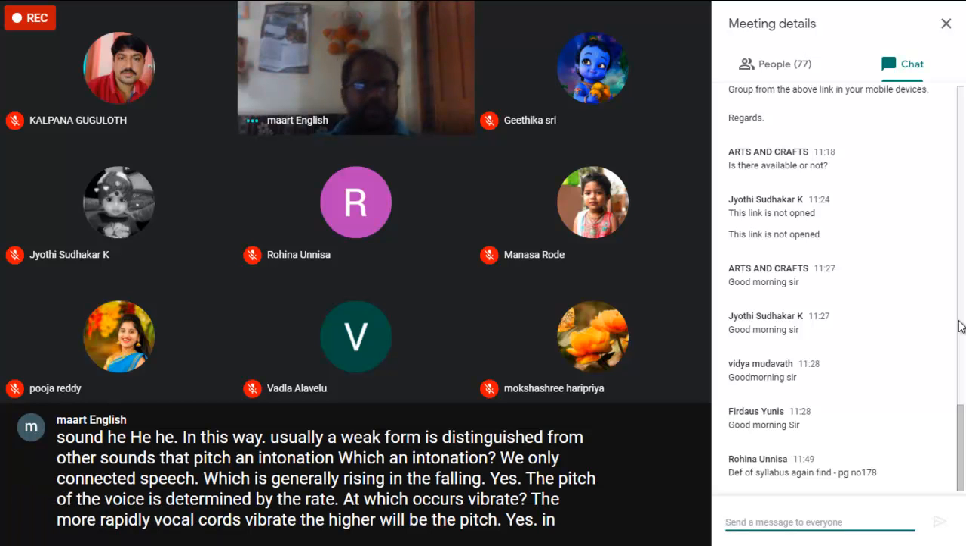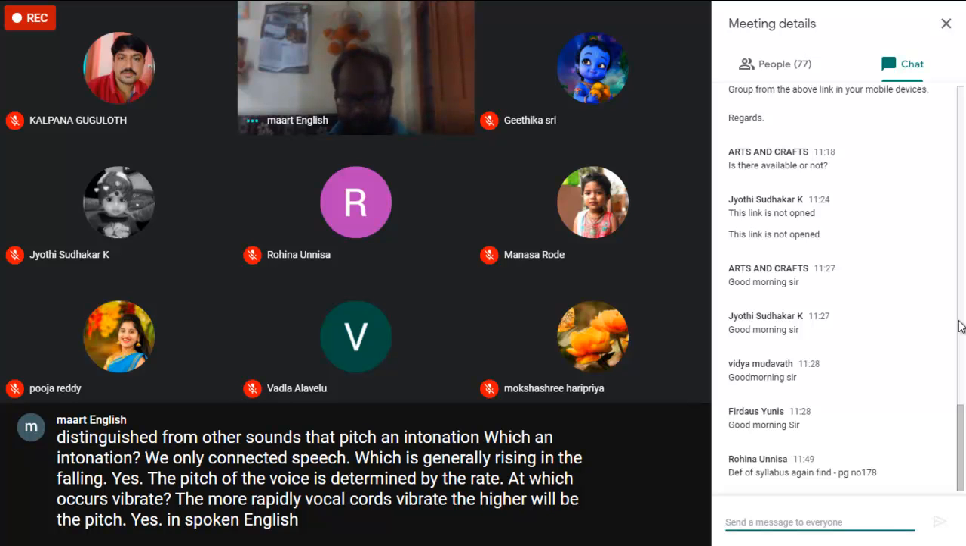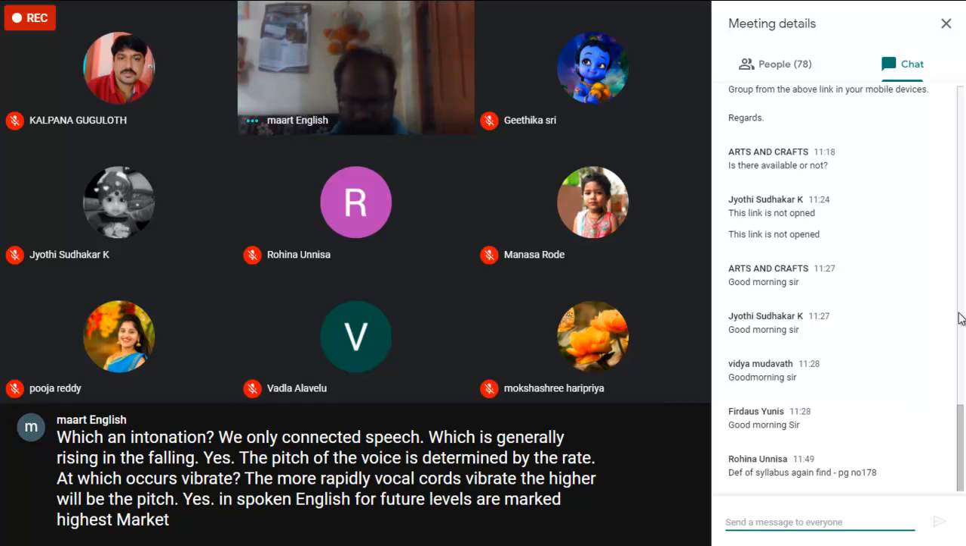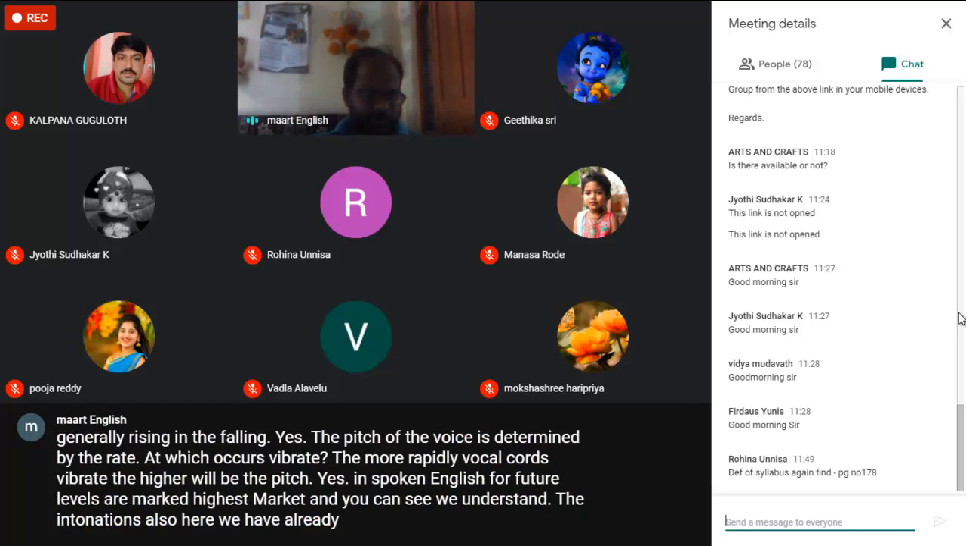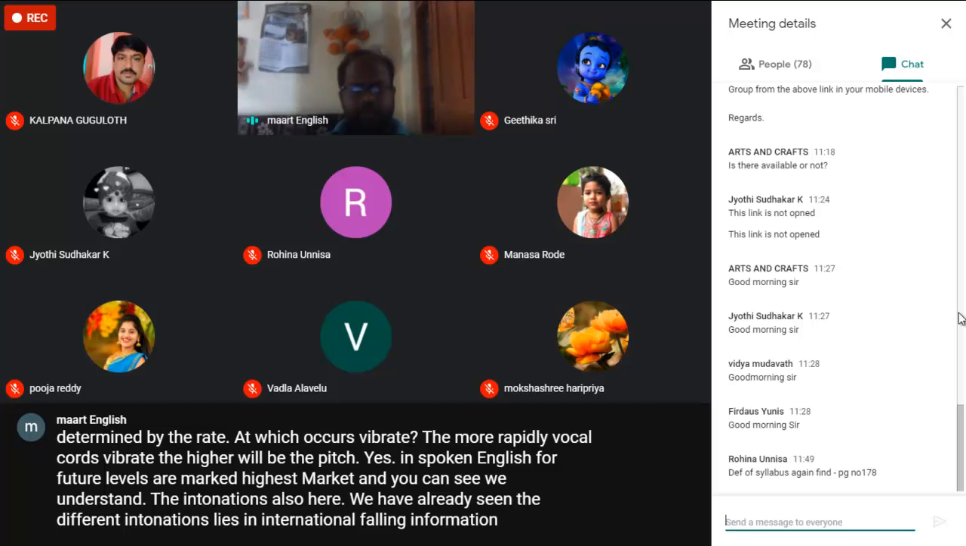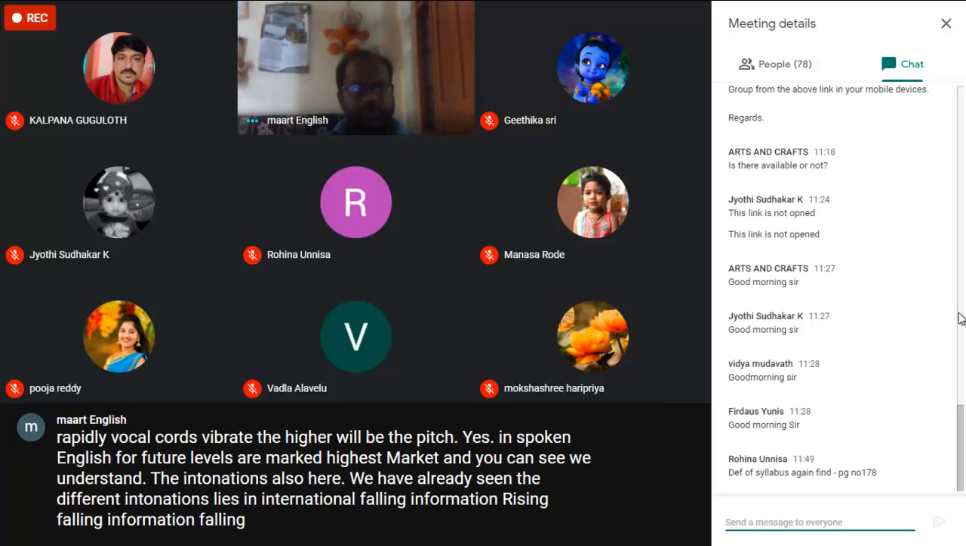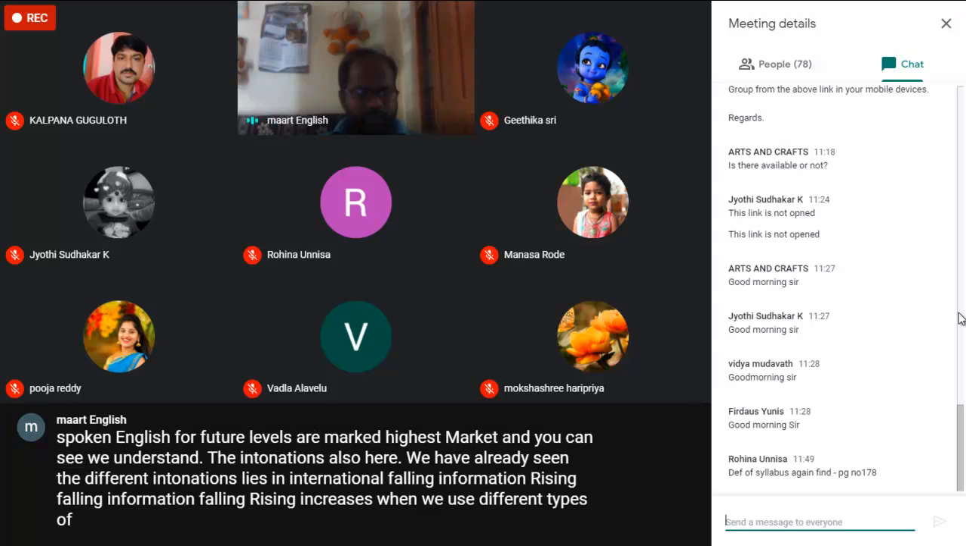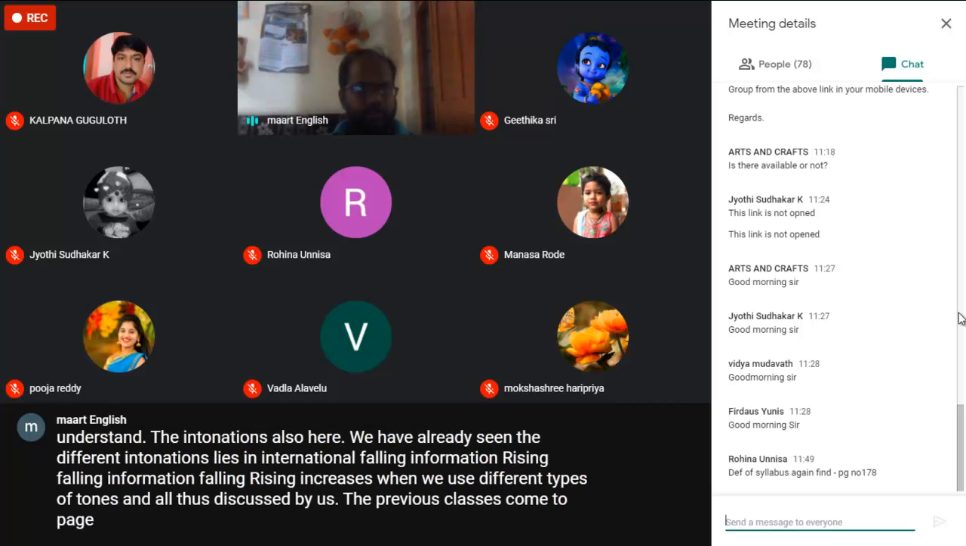In spoken English, 4 pitch levels are marked. Highest marked, and you can understand the intonations also here. We have already seen the different intonations: rising intonation, falling intonation, rising-falling intonation, falling-rising intonation. When do we use different types of tones? It was discussed by us in the previous classes. Come to page number 342.